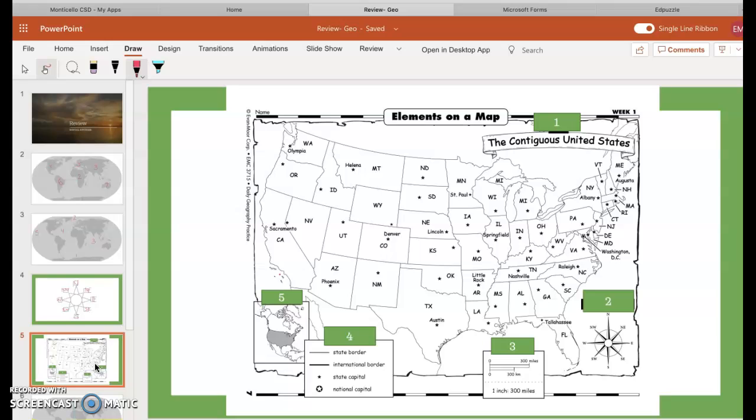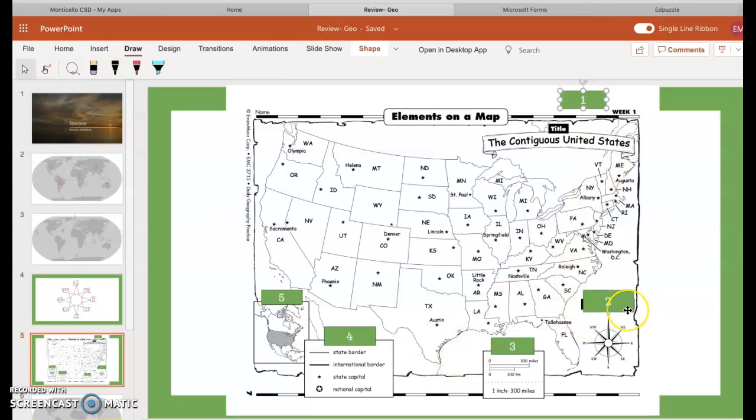So there are different parts of a map. Number 1, right up here, this would be our title. That's the title of our map. It is the biggest font. However, it doesn't always have to be at the top of our page or of our map. The title could be down here.